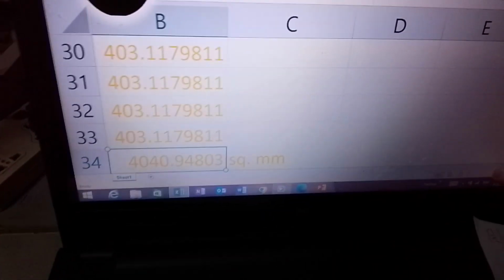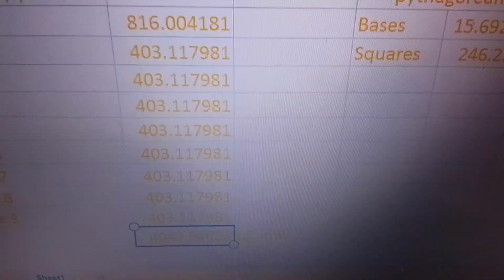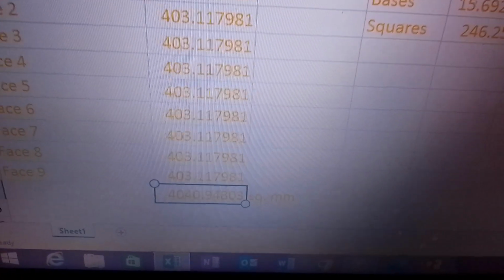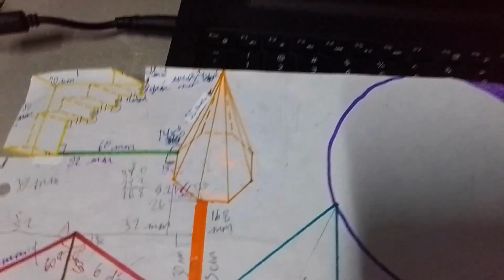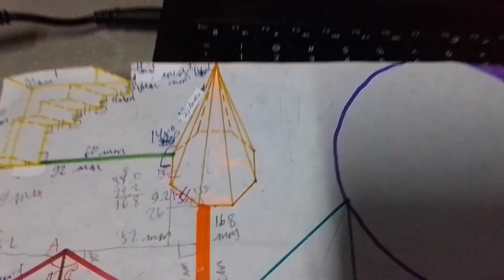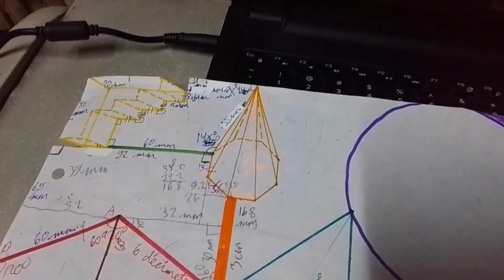Then the last thing we did is we summed everything up. Sinasum tayo lahat yung mga sagot para we can get the surface area of 4,040.940,803 square millimeters. And that is the surface area of the octagonal pyramid. Very easy, 'di ba? Mas madali lang 'to. So therefore, you have no problem with this one.